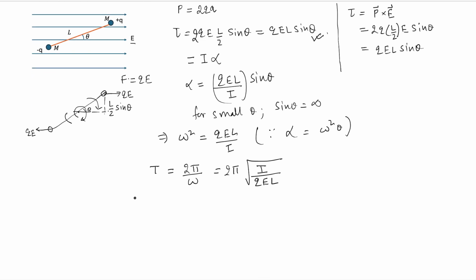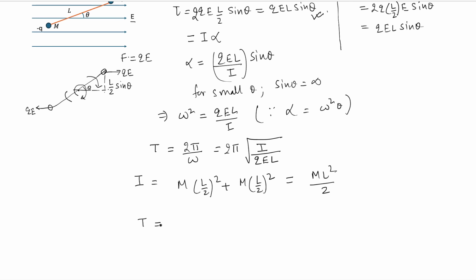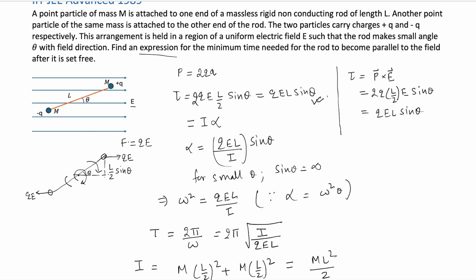Now, what is I? I is m (L by 2) square plus m (L by 2) square for two masses, and for rod it is 0 because the mass of rod is 0, which is mL square by 2. Okay, so we'll replace that. So time period will be 2 pi root mL square by 2 QEL. Therefore 2 pi root mL by 2QE. But we are talking about this rod turning by angle theta and aligning with E.